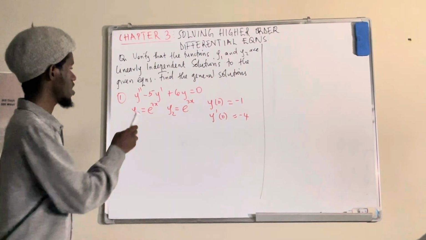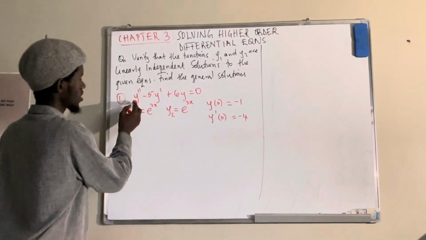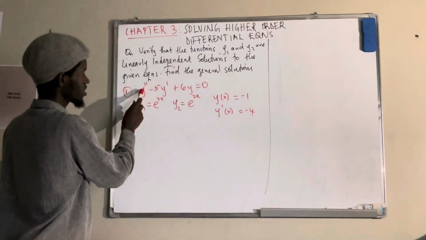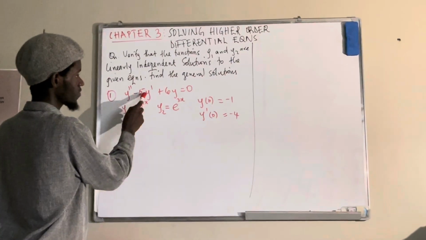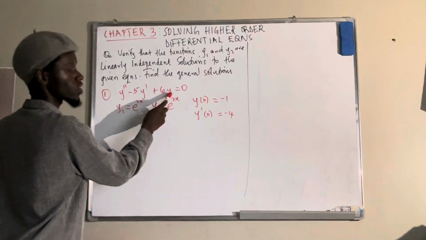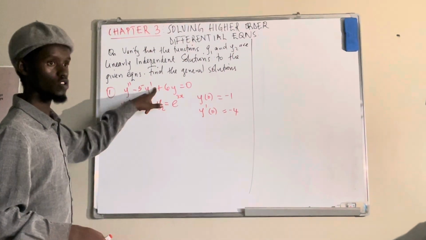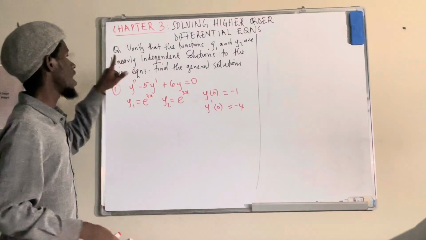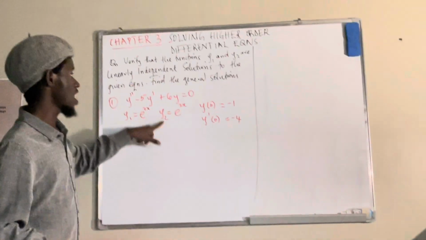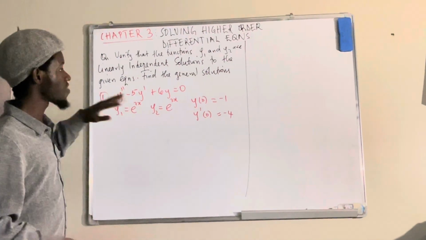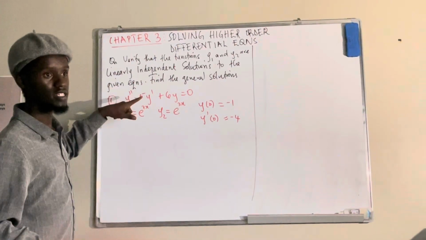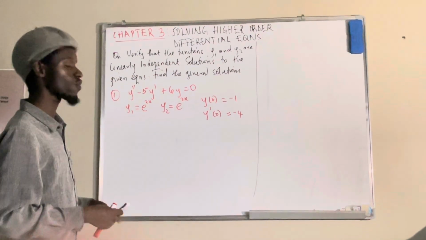If I'm given a differential equation like this, the second derivative of y plus 5 times the first derivative of y plus 6y equals 0, and I'm told that y1 and y2 are solutions to this equation, they want me to show that y1 and y2 are solutions to this equation, and then show that they are linearly independent. First of all, what do we do?